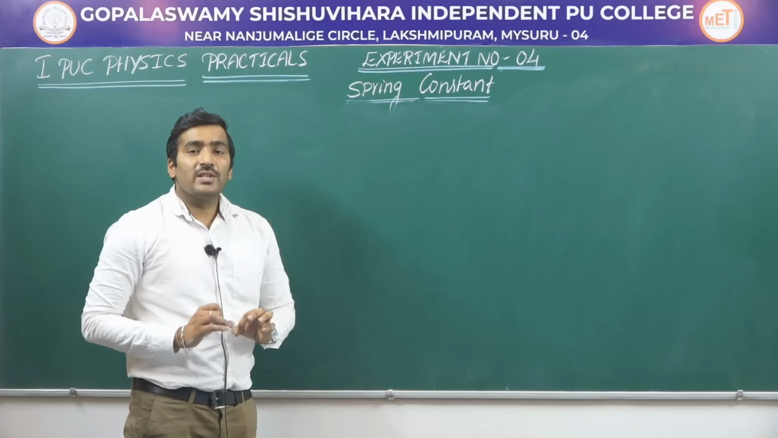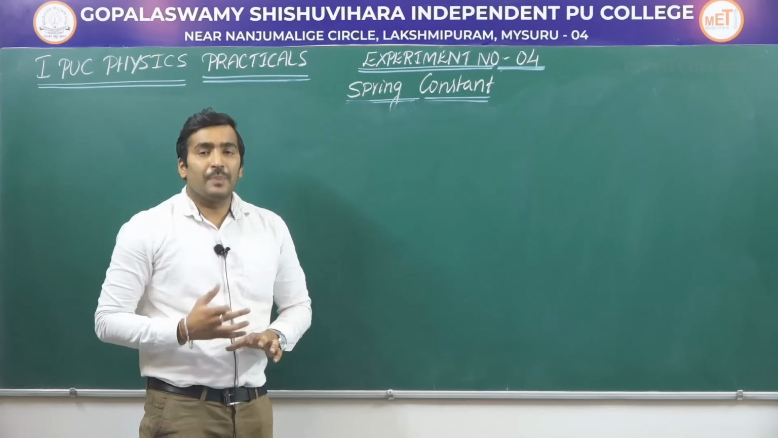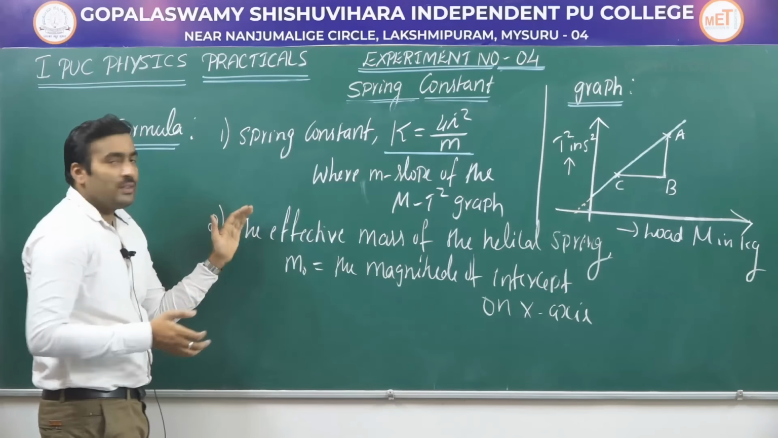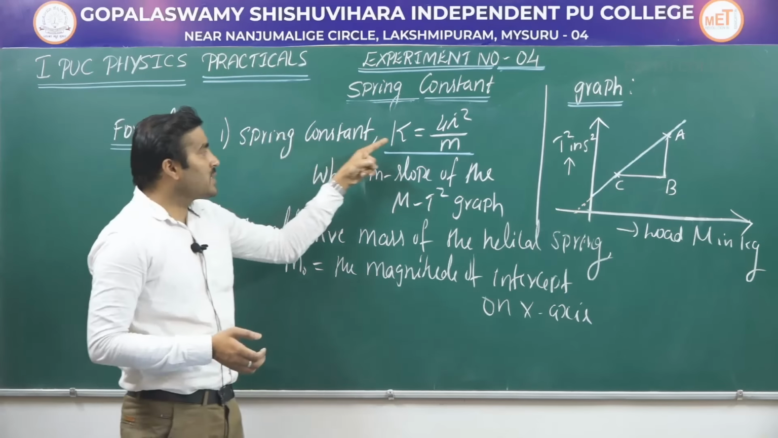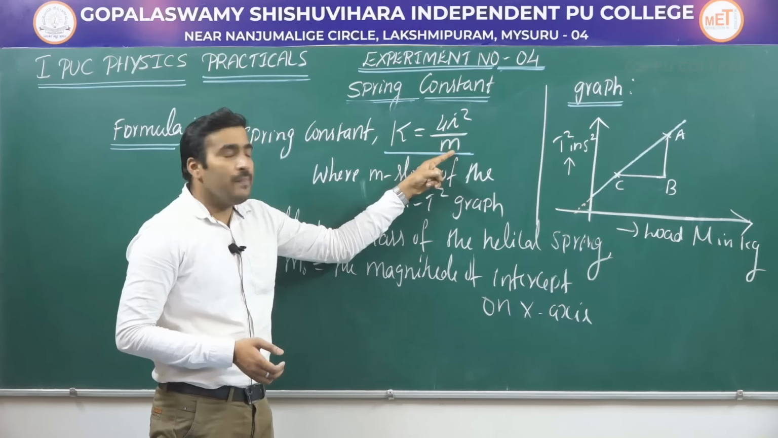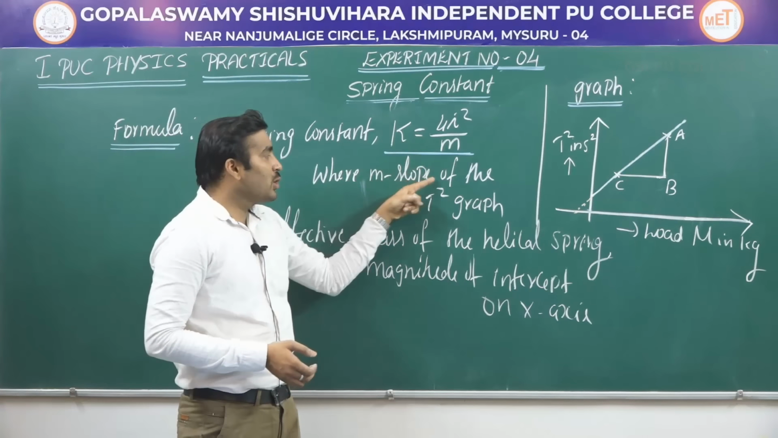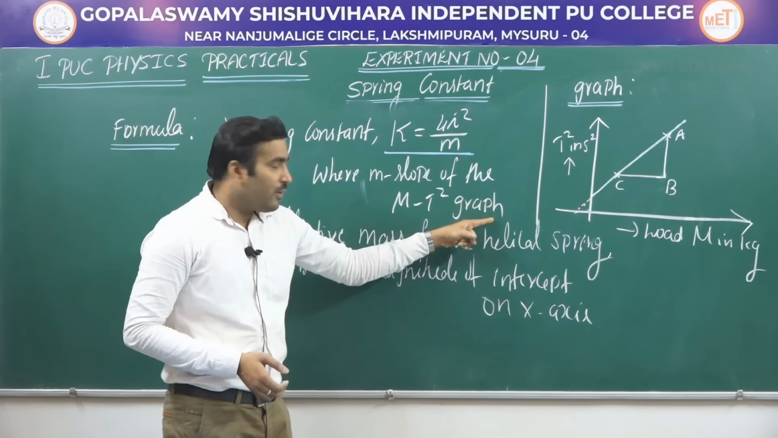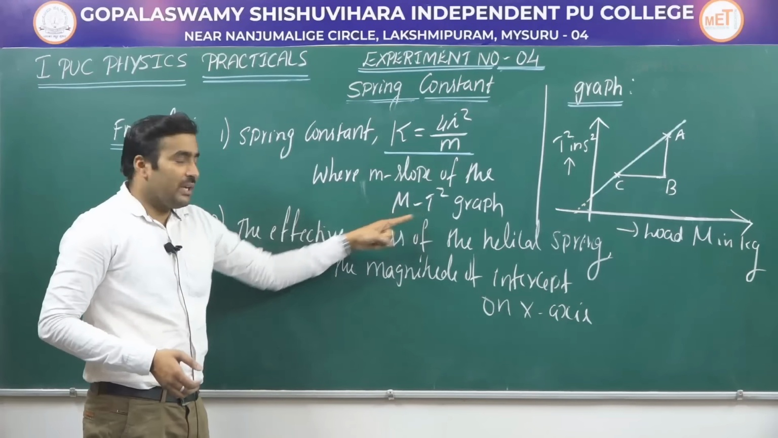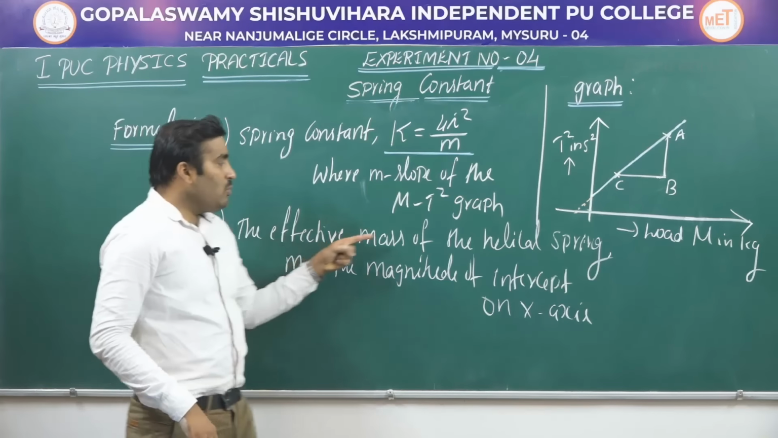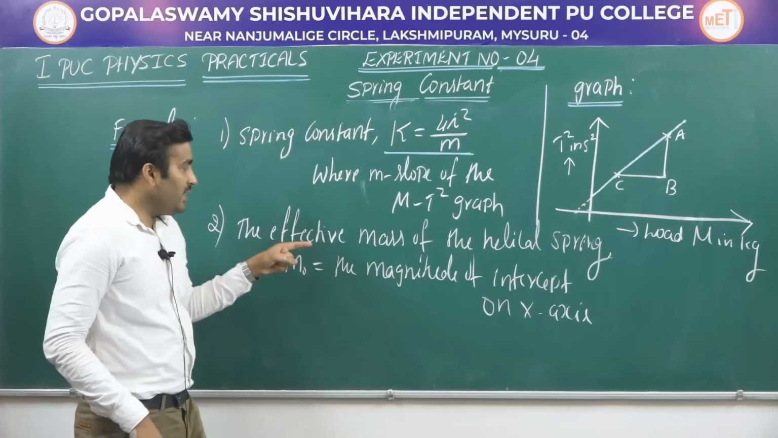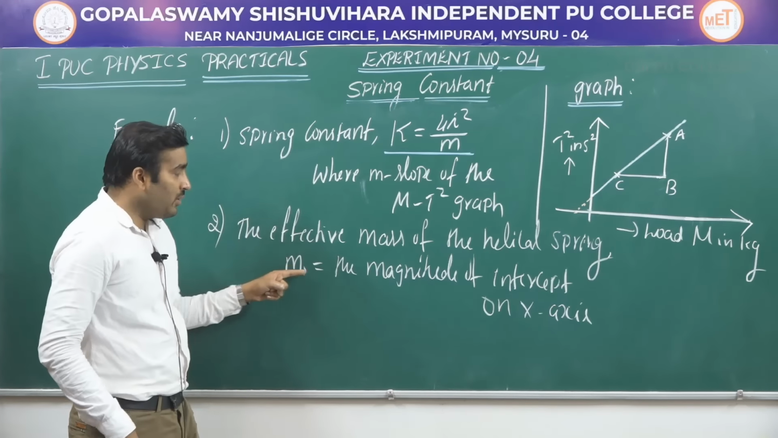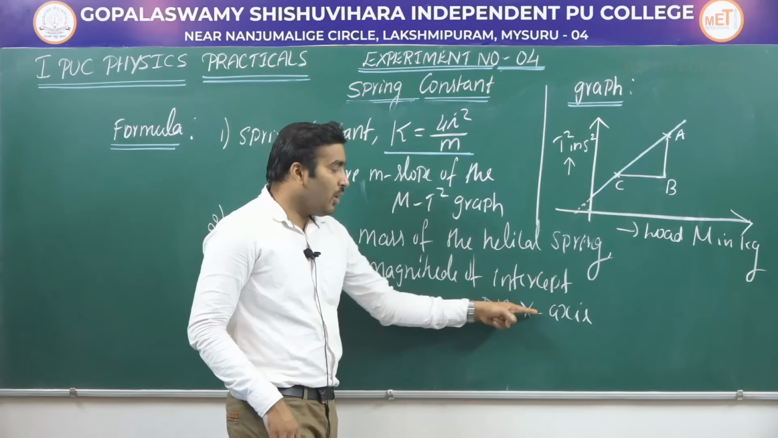Now, let me write the formula used for finding the spring constant. This is the formula used for this experiment. To find the spring constant, k is equal to 4 pi square by m, where m is the slope of the mass versus t square graph, where t is the time period. Second, the effective mass of the helical spring. To find this effective mass, we need to find m naught. This m naught is the magnitude of the intercept on the x-axis.